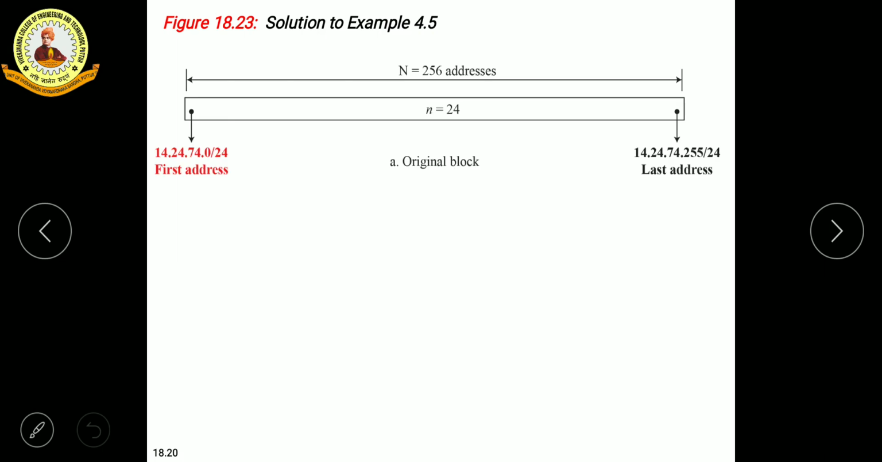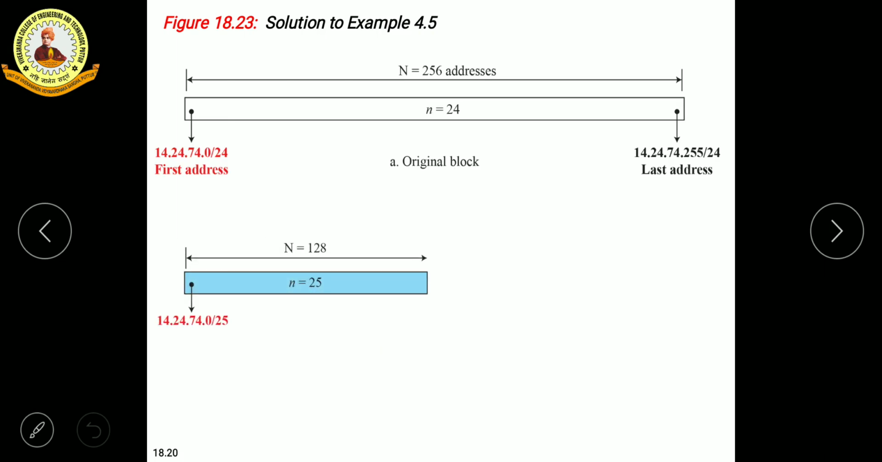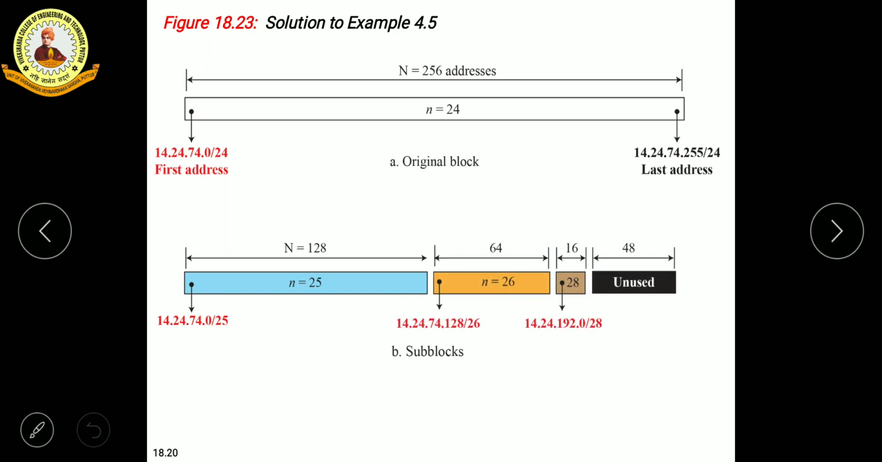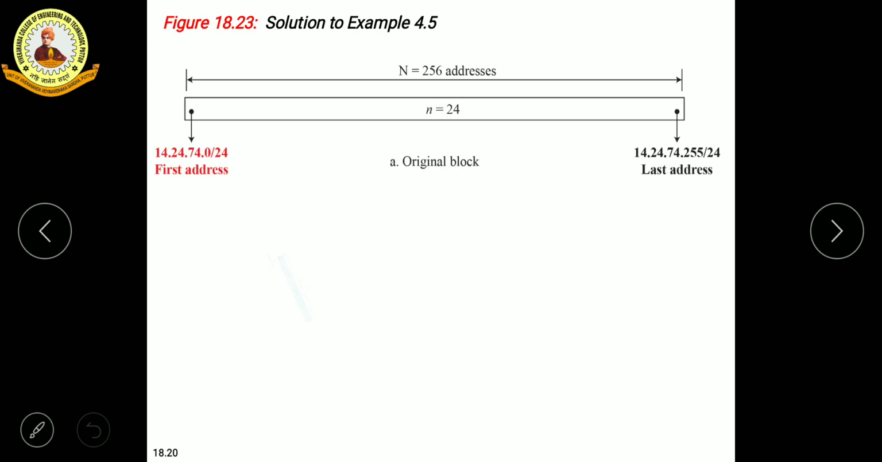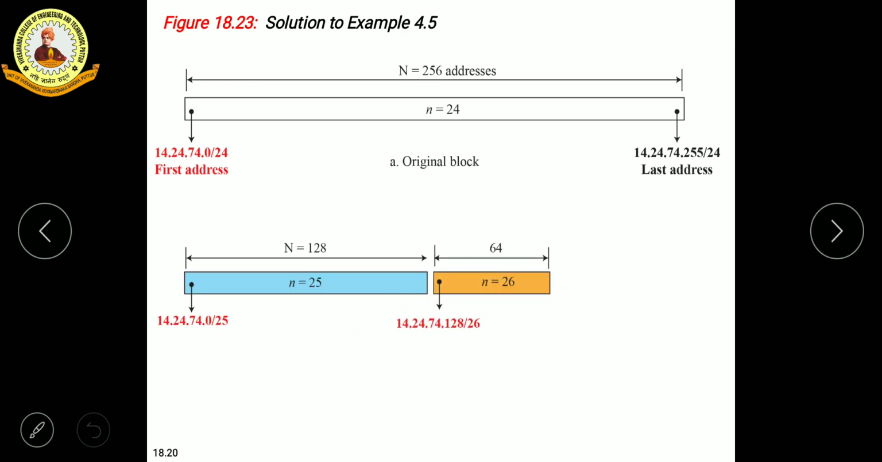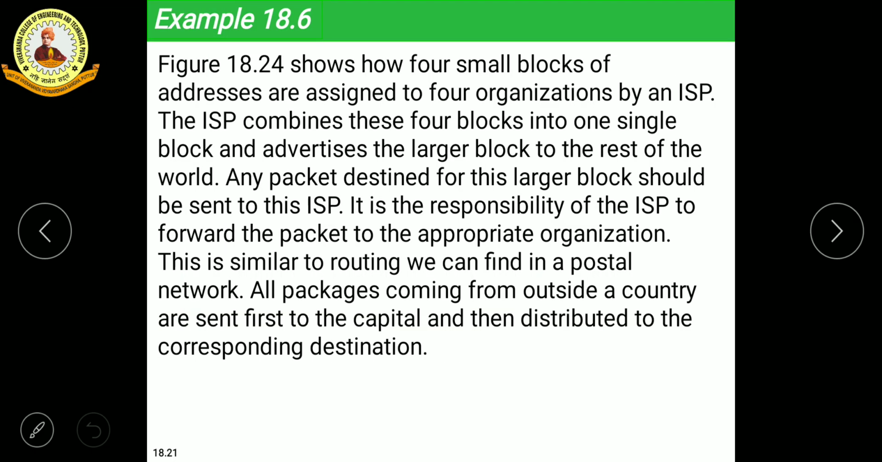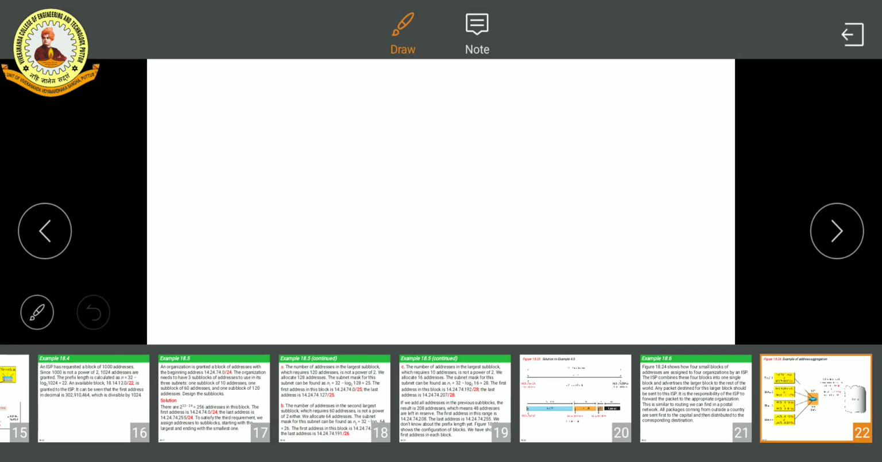Okay, so this is the notation here. After solving, we have marked the subblocks. This is not needed actually. If you skip this, it is okay. Whatever we have solved, the same thing is picturized here. Okay, then the next problem, figure 18.24, we will see it.